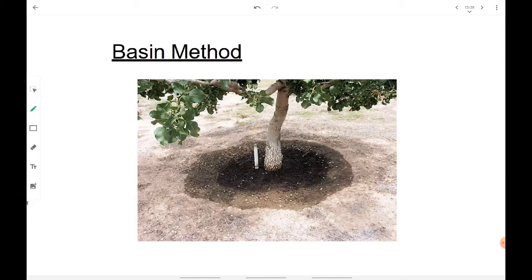Then the basin method. As the name suggests, there will be a basin, and inside the basin, the crop that needs to be cultivated is planted. In one single basin, one single plant is sown, and this method is useful for fruit bearing plants. For apple, mangoes, chikoos, all the fruit bearing plants have their best irrigation advantage when we carry out the basin method for them.